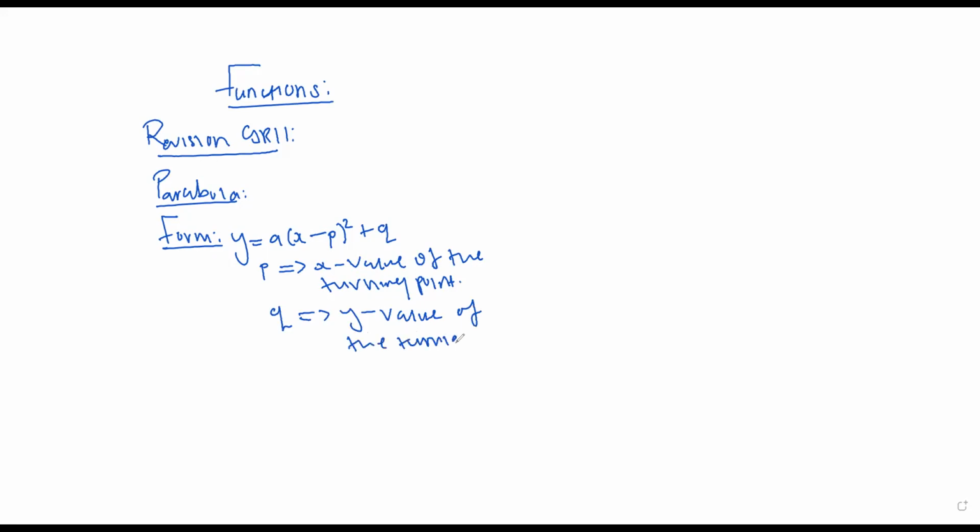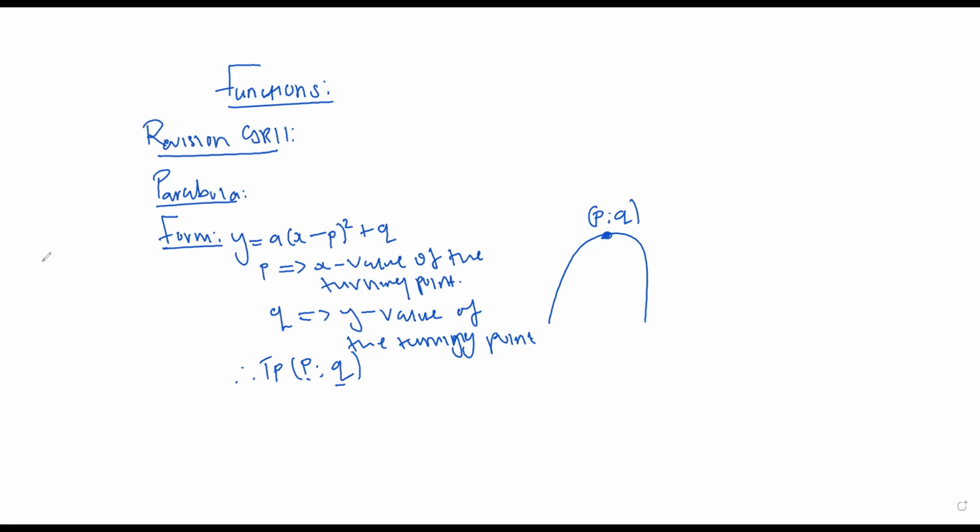Turning point. If you are looking at a parabola like this, we already know the coordinate here is going to be p and q, which is our turning point. So the turning point is always given by p and q, because p is the x value of the turning point, and q is the y value of the turning point.